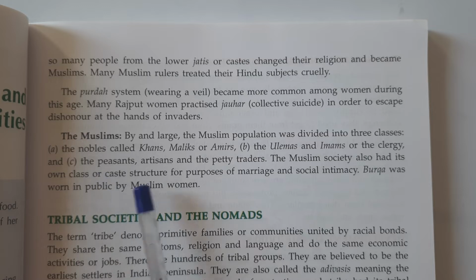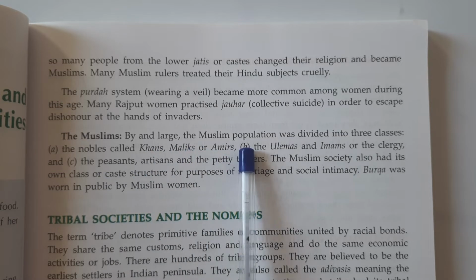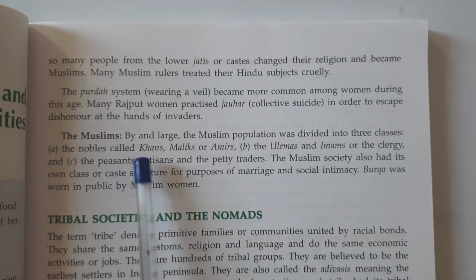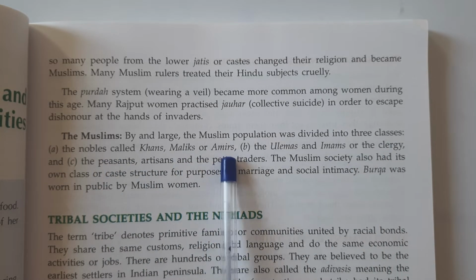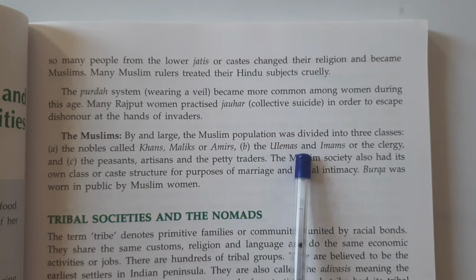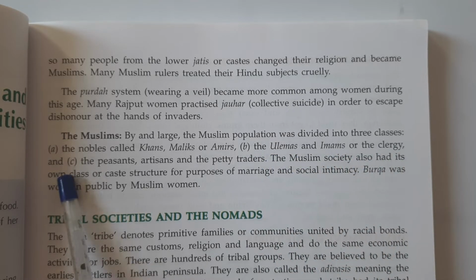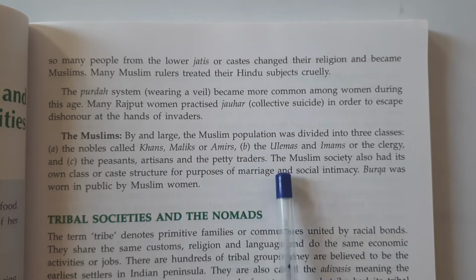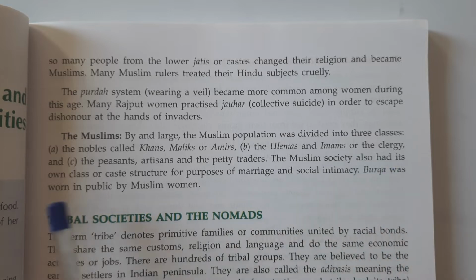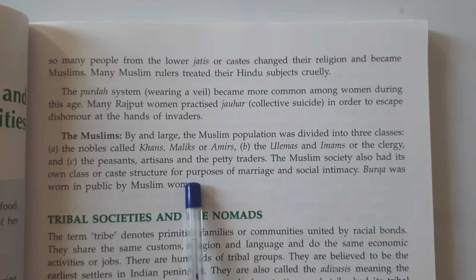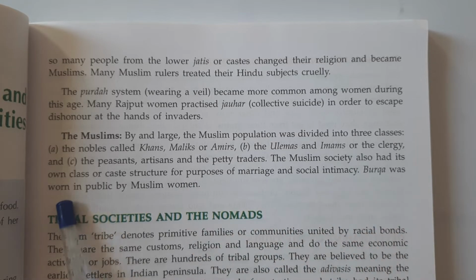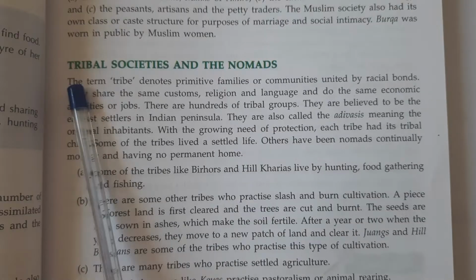The Muslims. By and large, the Muslim population was divided into three classes: the nobles, called Khans, Maliks, or Amirs; the ulemas and imams, or the clergy; and the peasants, artisans, and petty traders. The Muslim society also had its own class or caste structure for purposes of marriage and social intimacy. Burqa was worn in public by Muslim women.